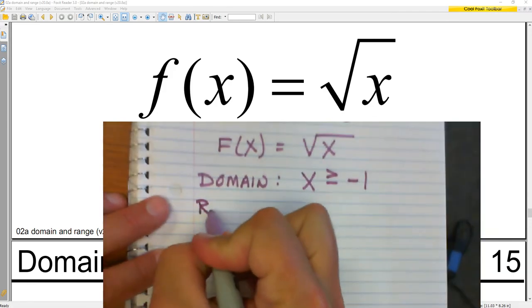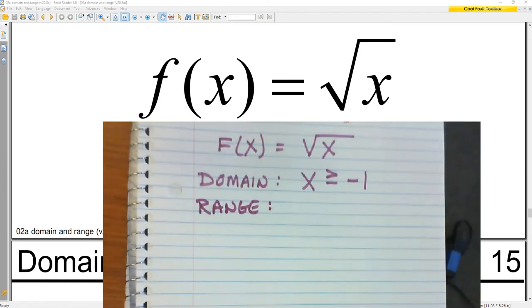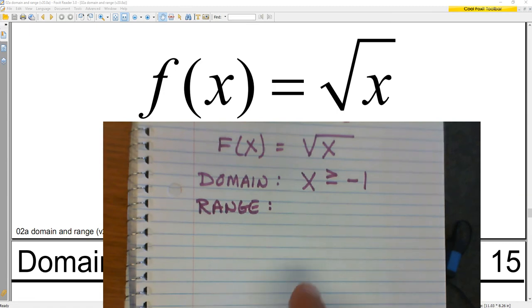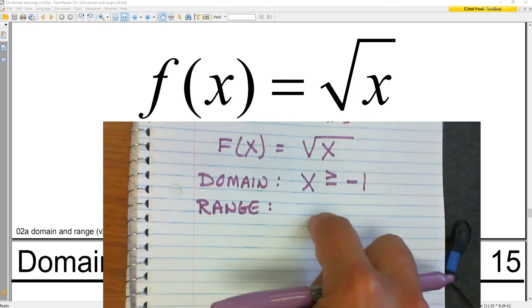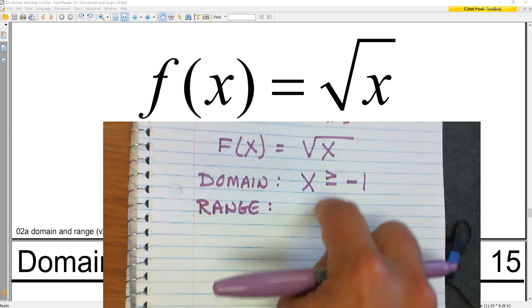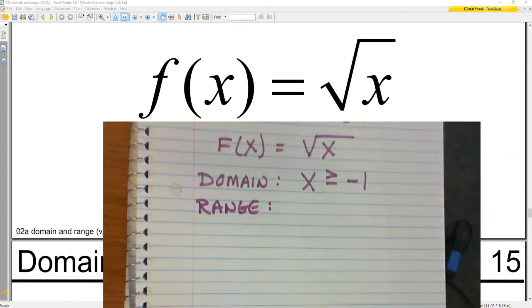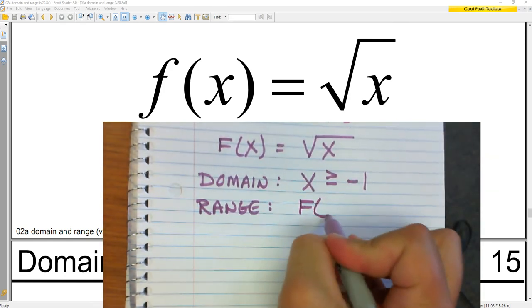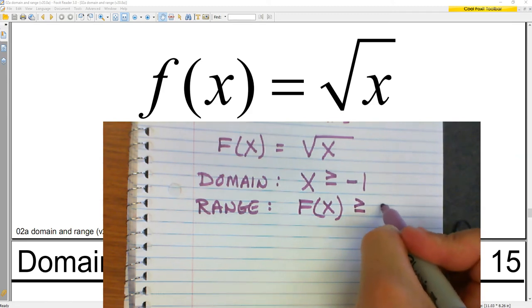Range. What comes out? Well, I can't put a negative in. Is there any way to get a negative out? There isn't. Can I get a 0 out? If I plug in a 0, out comes a 0. If I plug in a 1, out comes a 1. If I plug in a 4, out comes a 2. How can I get a negative come out of this? I can't. So the range, f of x, is greater than or equal to 0.